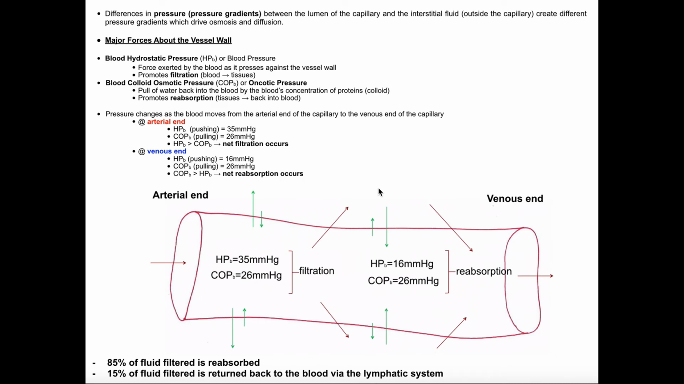So in this slide right here, we're going to talk about that bulk exchange in more detail. So here is a sample capillary right here. We have the arterial end of the capillary and the venous end. So this is all capillary, but there are different regions of it.